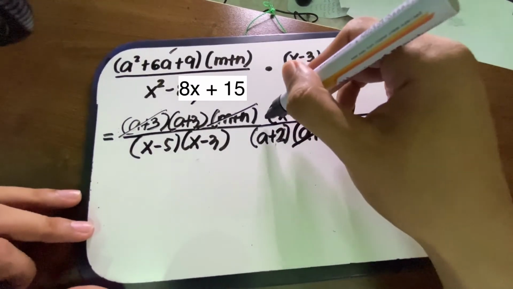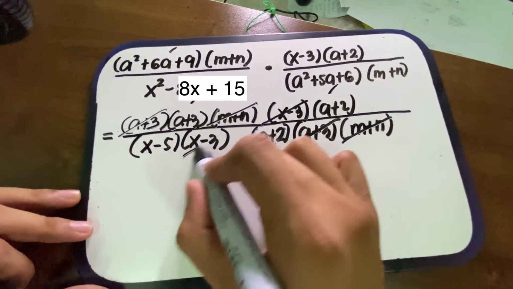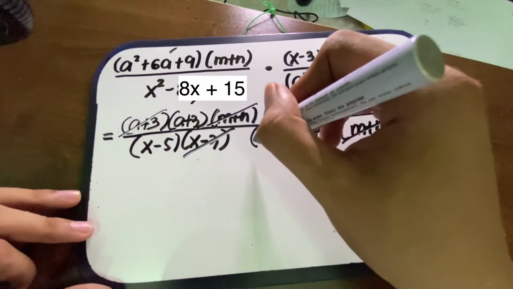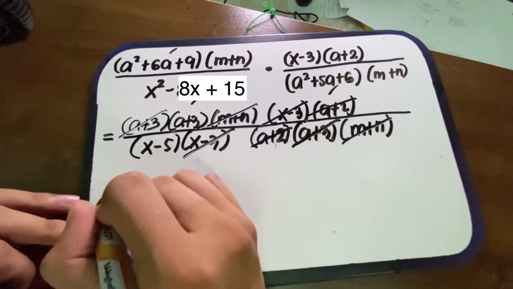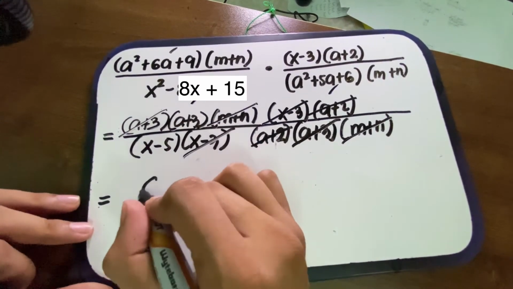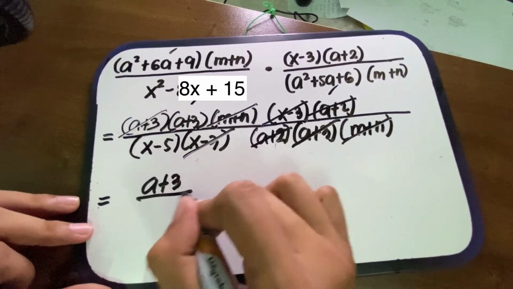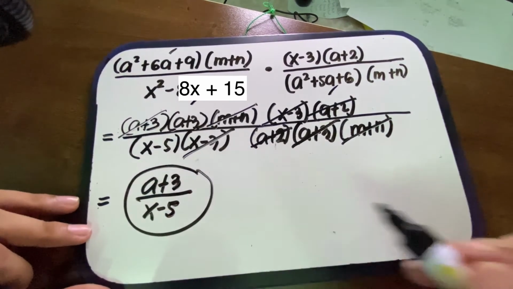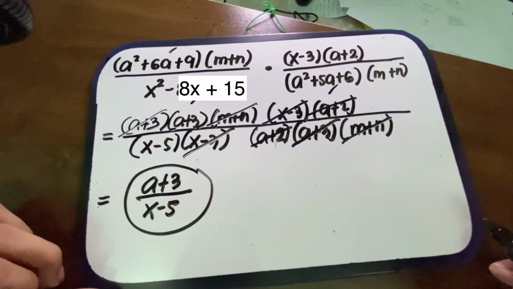Next we have x minus 3. Then we have a plus 2. So copy the remaining factors. We have a plus 3 over x minus 5. So our simplified product.